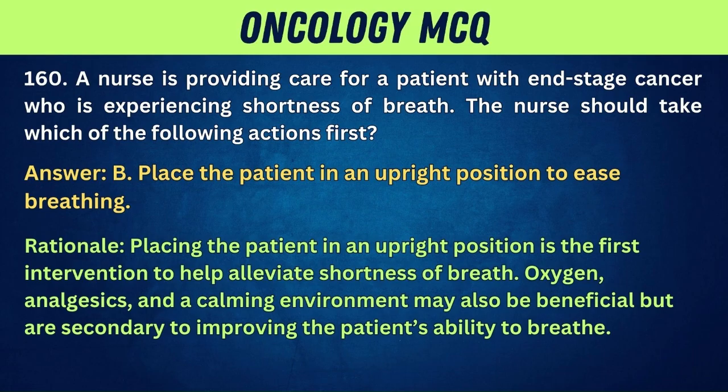Rationale: Placing the patient in an upright position is the first intervention to help alleviate shortness of breath. Oxygen, analgesics, and a calming environment may also be beneficial, but are secondary to improving the patient's ability to breathe.